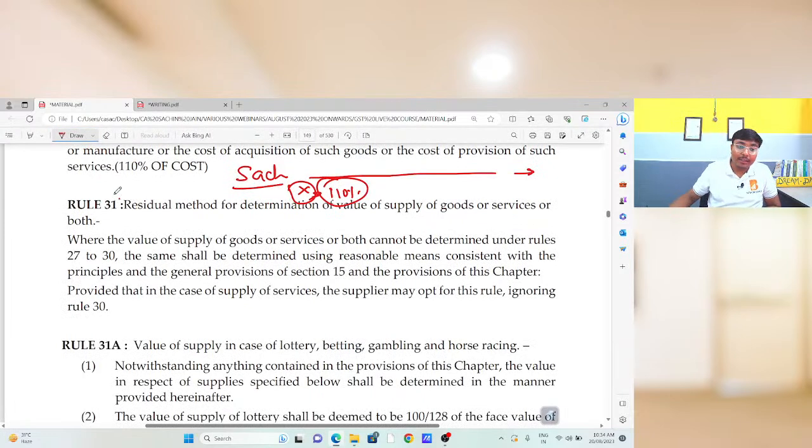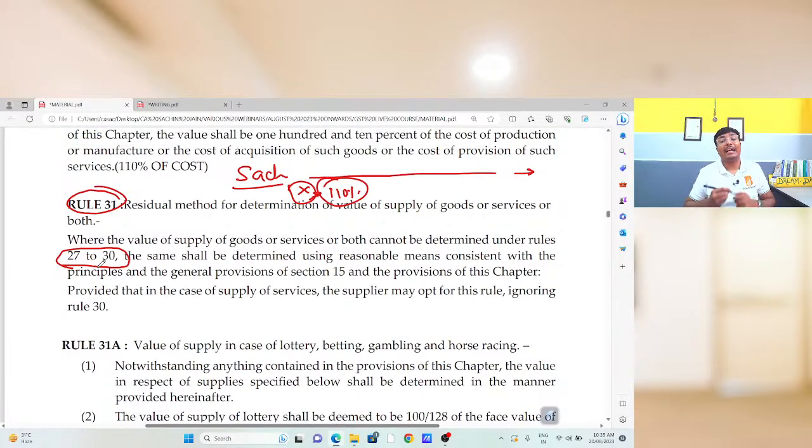Next, rule number 31 is saying that when I am not able to decide the value from rule number 27 to 30, in that case, I may take the general provisions of section number 15, and with reference to those provisions, I need to decide the value of supply. So the residual method is not so useful for us. We have just section number 15 subsection 1. We are going to decide in normal cases.